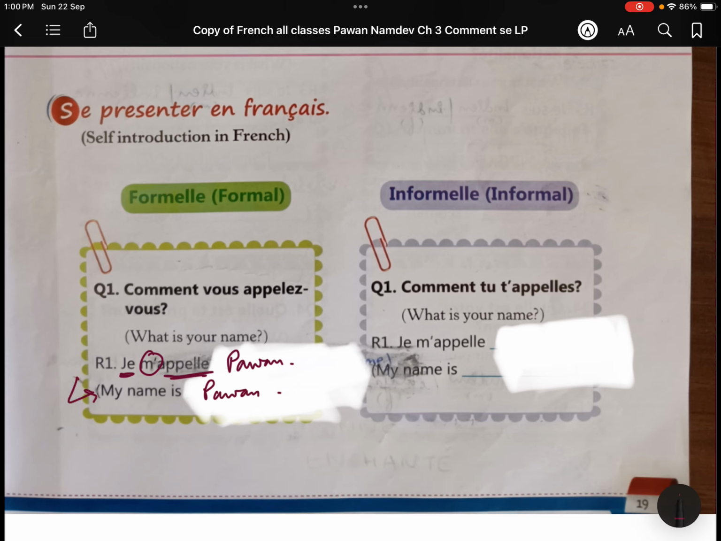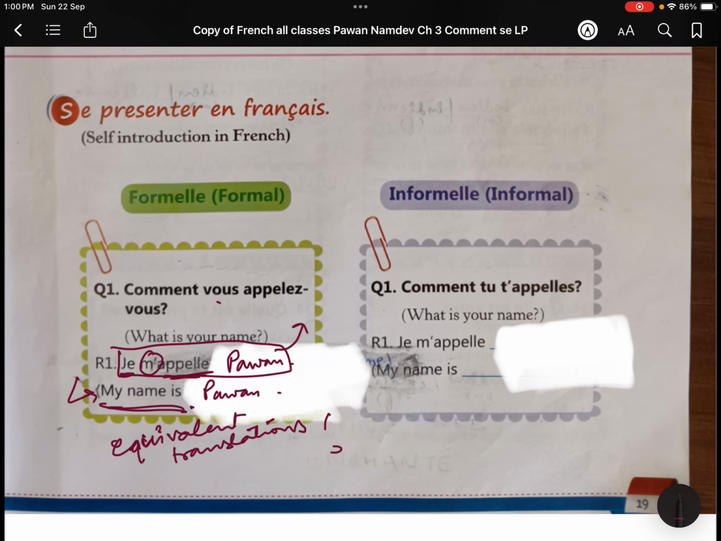These are not literal translations. These are the equivalent translations. What is the literal translation? I call myself Pawan. All right, this is the literal translation.